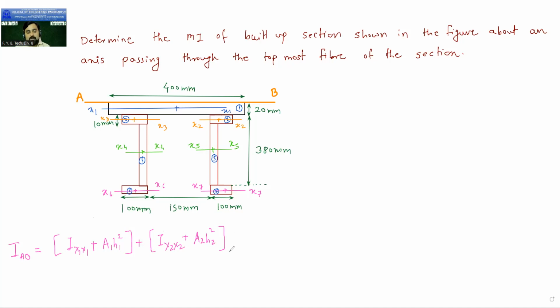Again for the third figure, it will be the same due to symmetry. You can multiply this by 2, or you can add separately. You can separately add over here, or you can multiply it by 2 itself.